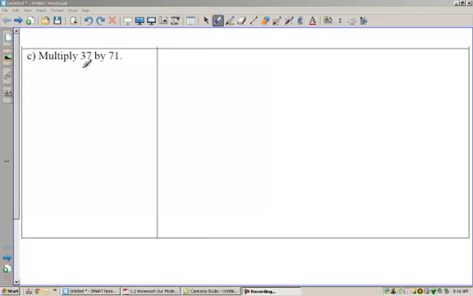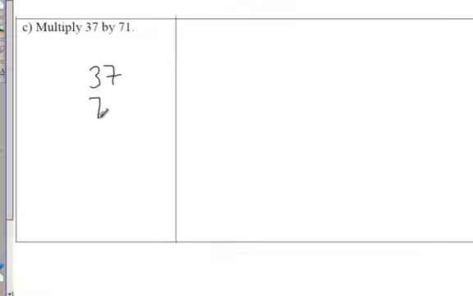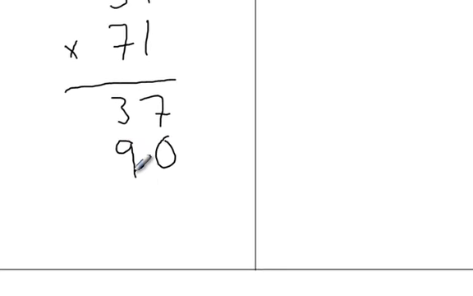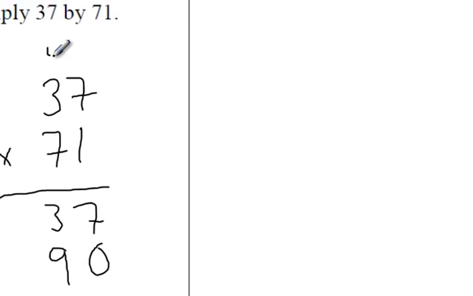In part C, we want to multiply 37 by 21. So we put a 37 here, a 21, and then times. And then 1 times 7 is 7. 1 times 3 is 3. We put a 0 there. And 7 times 7 is 49. So we put a 9 there, and a 4 up here.